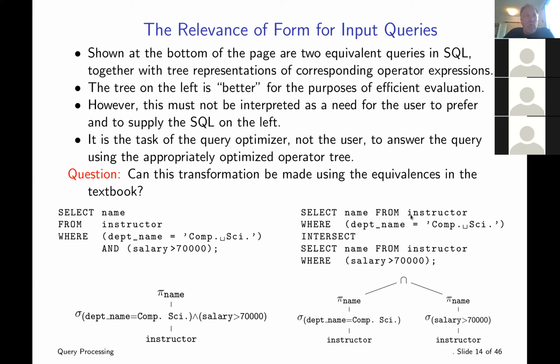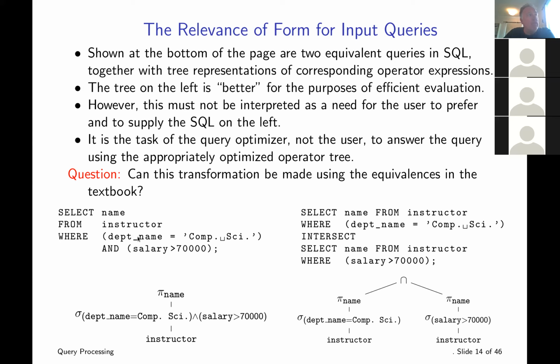That's equivalent to: give me the people in computer science and intersect them with the names of the people who have a salary over 70,000. Right? These are equivalent. These will always give the same result. But you'll find later that PostgreSQL will not be able to, if you shove this one on the right in here, find the better, more efficient one.